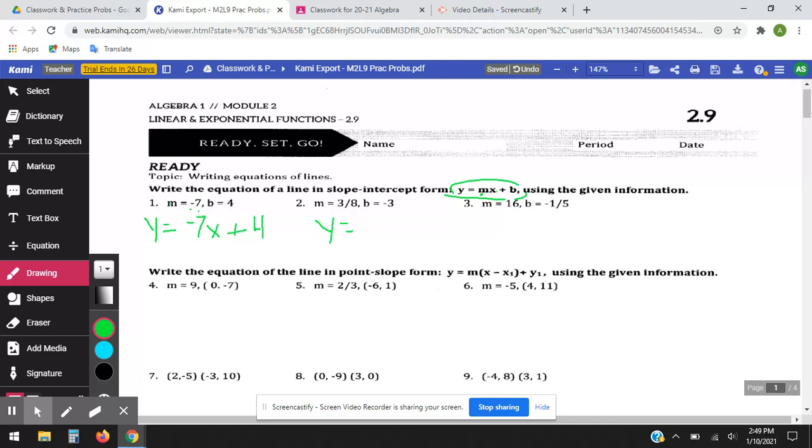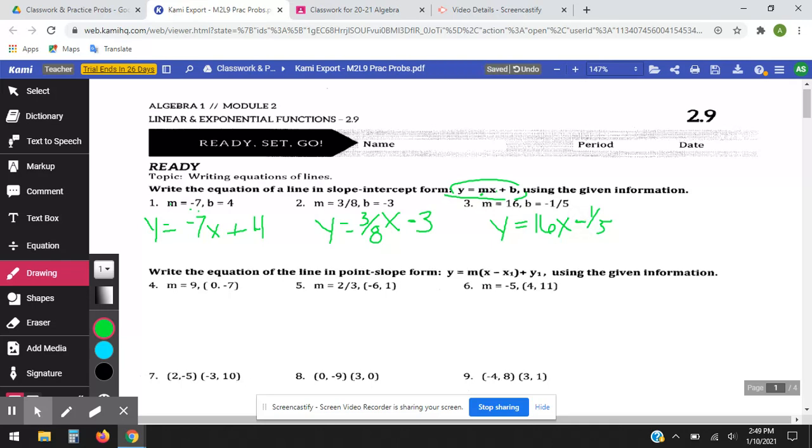2, y equals, our m in this case is 3/8, so it's going to be 3/8 x. And then since it's plus b, and b is a -3, I'm just going to put -3, because plus a negative is the same thing as minus. And the last one, y equals, m is 16, x, and again, a minus 1/5. So it's plus my -1/5.